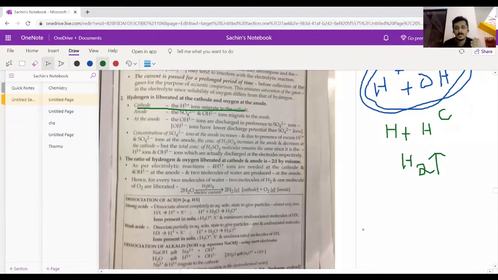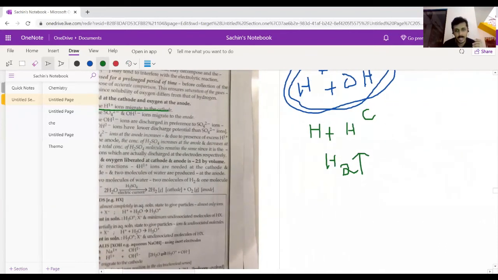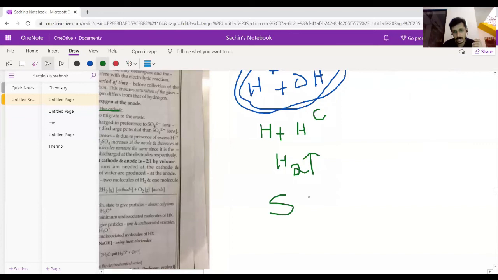Okay. Now we have to see what happens at anode. There are two anions, SO4 2 minus and OH minus. Just pardon my handwriting. There are two anions, and one will be preferentially liberated. This question is solved by the electrochemical series, which we have discussed in another video. You can refer to that.